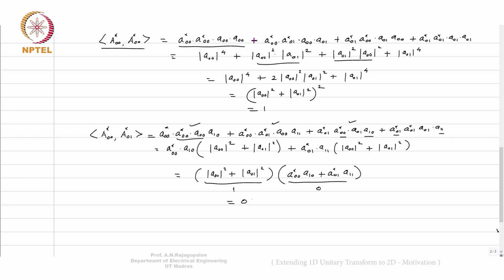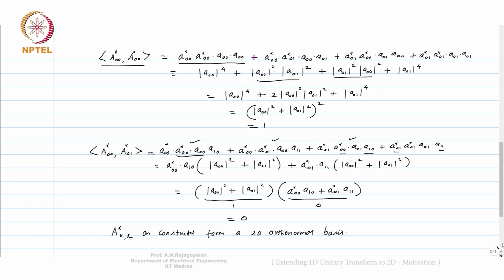Okay, so the same way, I'll simply leave it to you as an exercise to show that these A star KLs, as constructed, which is like, when they come as AK star AL star transpose, form a 2D orthonormal basis. Okay, so of course, it's not like these matrices are orthonormal. Okay, they form an orthonormal basis, which then means that you can actually expand an image.